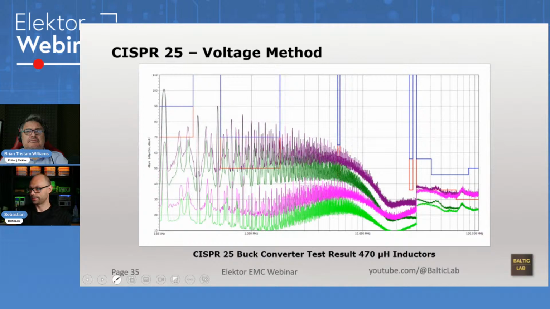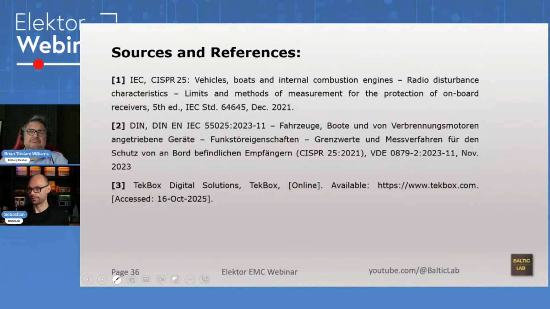Here is just so that we can compare more directly. The dark ones are the old measurements without any filtering whatsoever. And down here, the lighter colors, that is the new test result. I think that looks quite impressive. And most importantly, it's standard compliant. Yeah, that was it.